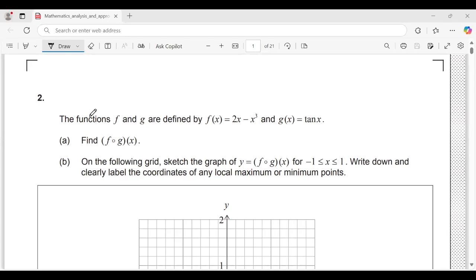Number two, the functions f and g are defined by f(x) equals 2x minus x cubed and g(x) equals tangent x. Question A, find the composite function f of g of x.